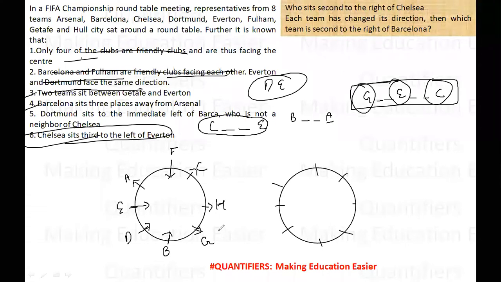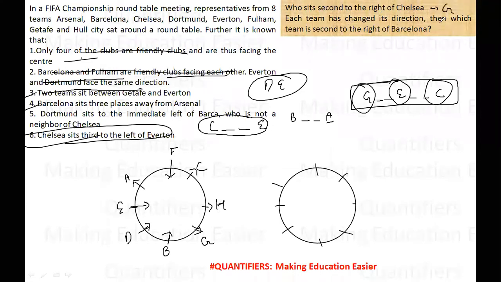So this completes my set, and it is one of the interesting sets and a perfect CAT-level set. My first question is: who sits second to the right of Chelsea? Chelsea is facing outside, first to the right, second to the right. The answer to this question is G.